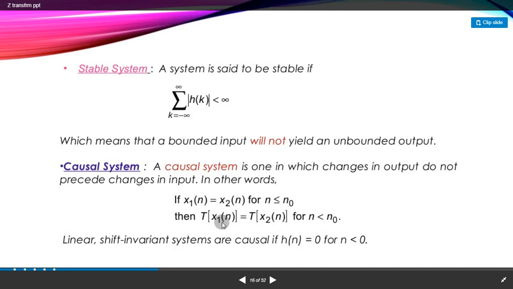So these are the basic system properties of stability and causality, which we are going to discuss in the later section of the next lecture. We are going to discuss how a z transform is used to understand whether a system is stable or causal, using different kinds of approaches. Okay, so we are going to conclude today's lecture here. In the next lecture we are going to discuss more about the z transform. Okay, so thank you.